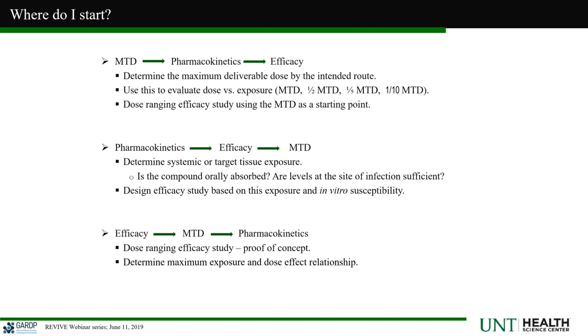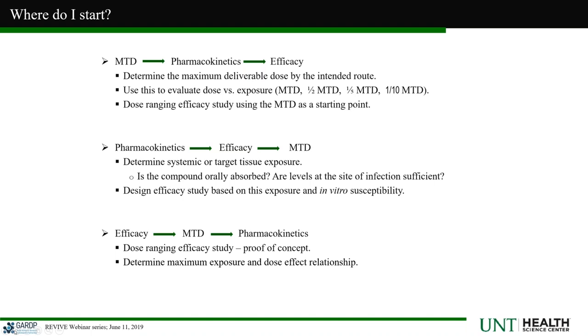Well, there's three different scenarios listed here: maximum tolerated dose, then PK, then efficacy. Or you could look at PK first, or you can look at efficacy first. In the best of all possible worlds, where there's plenty of time and money, which is something that doesn't exist in drug discovery these days, it's hard to do everything at once. But if you did, maximum tolerated dose followed by PK followed by efficacy would be the better way to go. It gives you the best exposure you could have. You can then use that exposure to run your PK, looking at a dose response at multiples of that maximum tolerated dose, see whether or not you have dose proportionality in exposure. You can then look at the dose ranging efficacy using that MTD as a starting point.